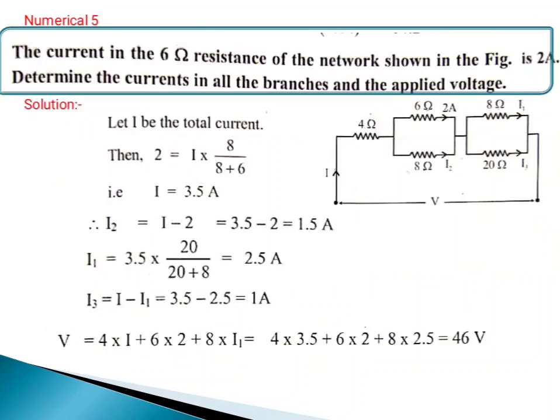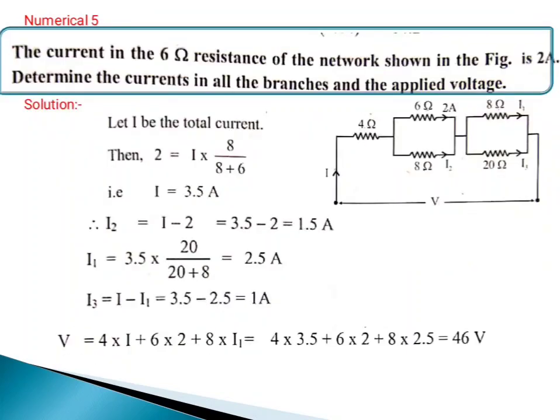Now the fifth problem we will see. The current in the 6 ohm resistance of the network shown in the figure is 2 ampere. Determine the currents in all the branches and the applied voltage. Let me explain once again. The 6 ohm resistor is here, and the current flowing through it is 2 ampere, it is given. The applied voltage is also not given, only the current through one resistor is given.